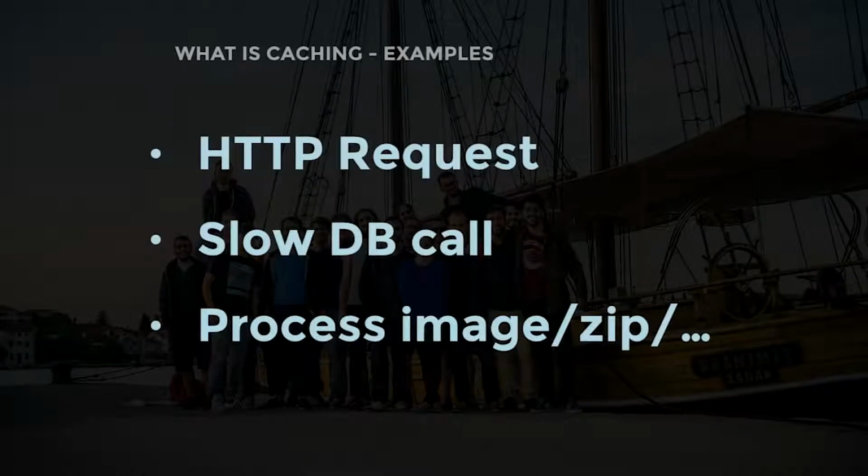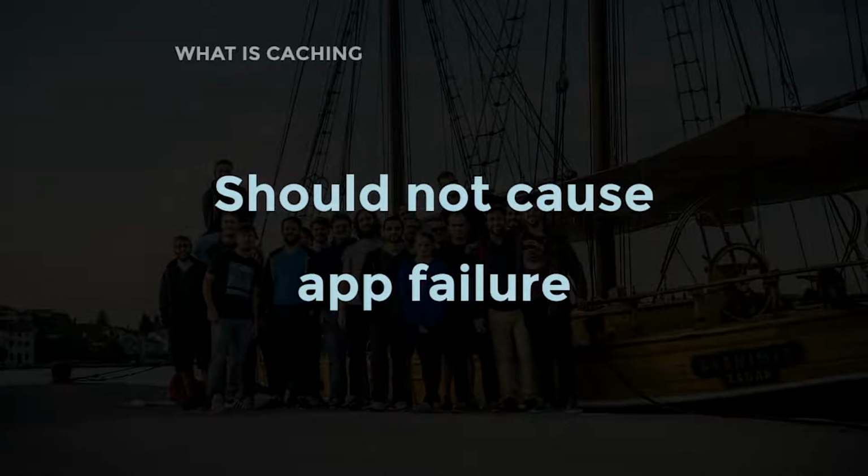Caching is everywhere. Could be caching an HTTP request, could be caching a slow database call, could be caching an image generation like a zip file or JPG, JPEG to PNG conversion, whatever. Everything can be cached. If it's a slow-running process, you can cache it. I'm going to repeat this one every 1 or 2 slides: your app should not fail when your cache is failing. So by the end of the presentation, you will know this. Rule number 1, when your caching is disabled, your app should still work.